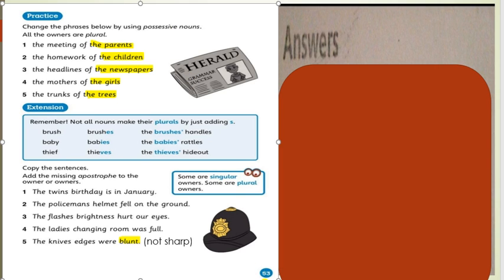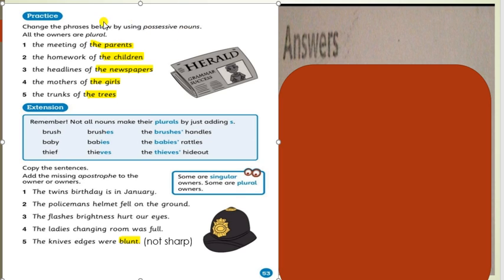I want you to open with me your Nelson grammar book, page 53, and let's look at the practice exercise. I want you to pay attention in this exercise because it's a little bit tricky. First of all, highlight the last word, because the last word is the owner, and we need to begin with the owner if we want to write the possessive nouns.